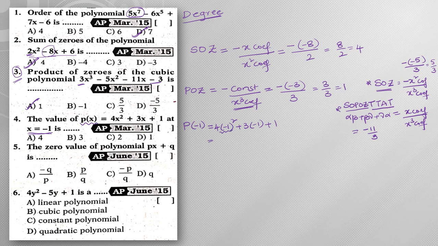Minus 1 whole square is plus 1, so 4 ones are 4. 3 into minus 1 is minus 3, plus 1. From this, 4 plus 1 is 5, and 5 minus 3 is 2. Hence the answer is 2.